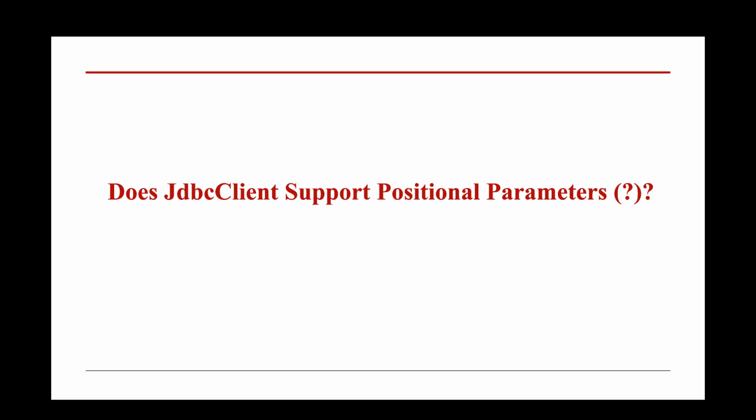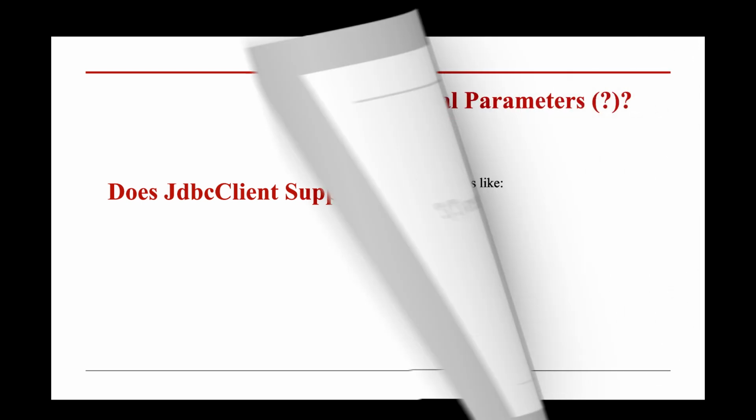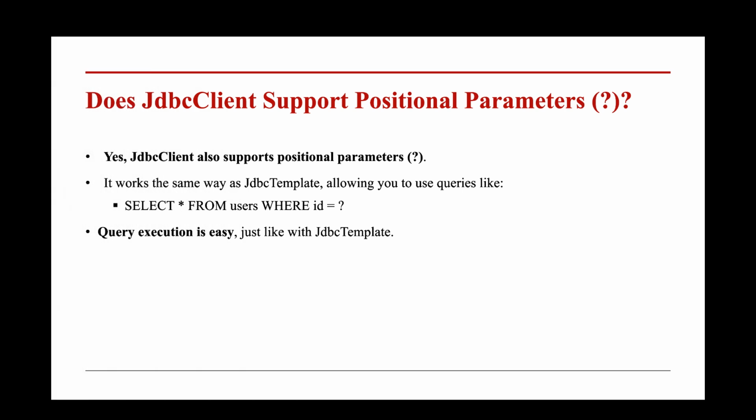Alright, let's talk about: does JdbcClient support positional parameters? Yes, JdbcClient supports them just like JdbcTemplate does. You can use the familiar ? placeholders in your SQL queries. For example, you can write a query like select * from users where id equals ?. This works exactly the same way as it does in JdbcTemplate, making query execution easy and straightforward. So, if you're already comfortable with positional parameters, you'll find transitioning to JdbcClient a breeze.